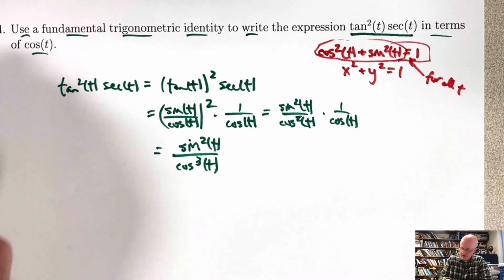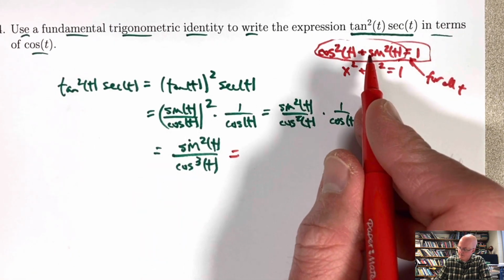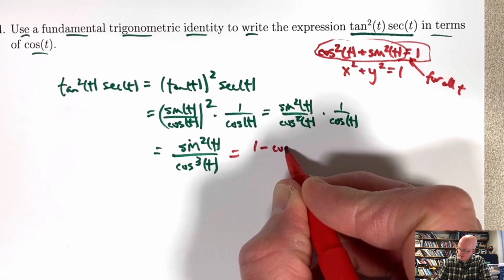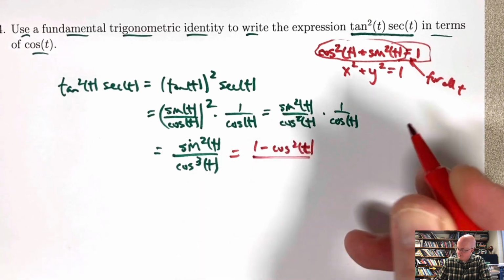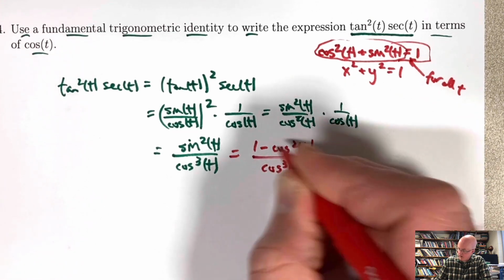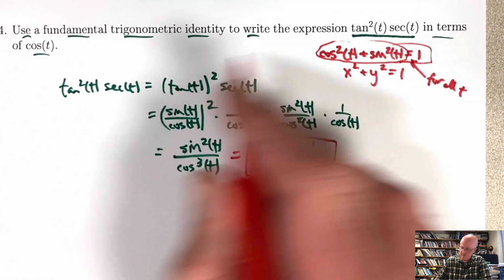And I can use it here by replacing the sine squared t with, well, solve this equation for sine squared t: 1 minus cos squared t. I don't have to take a square root, so I don't have to worry about a plus or minus sign or something like that. There is one way to write the answer for this expression in terms of cosine of t.